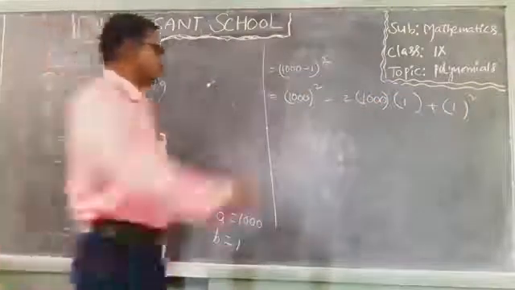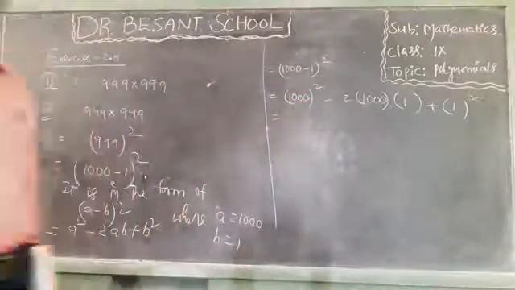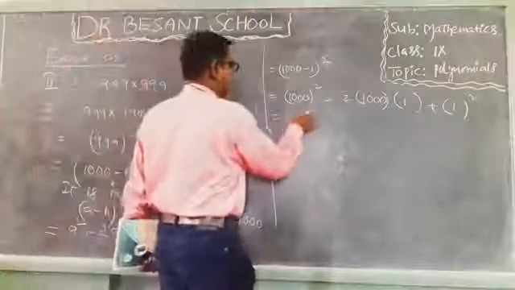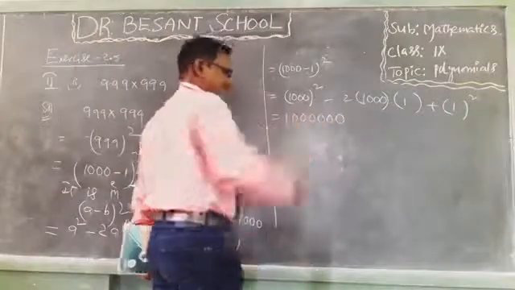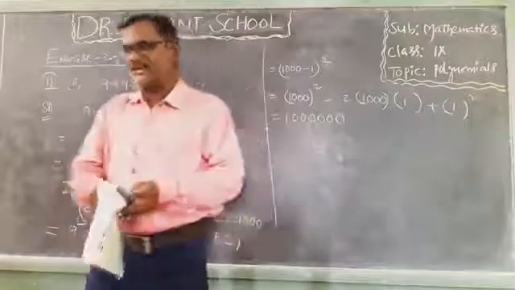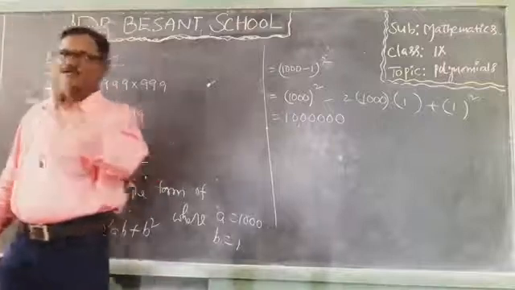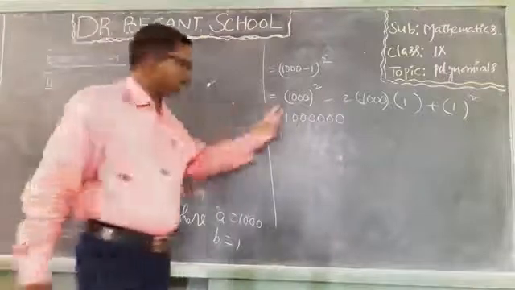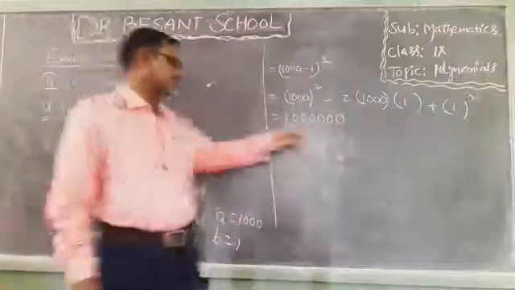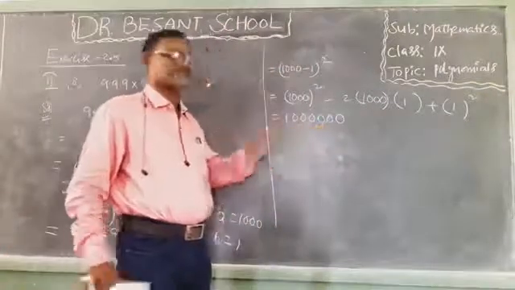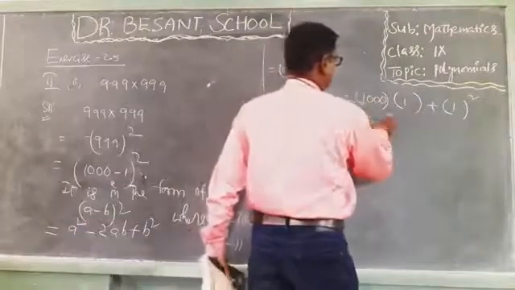Okay, children. In 1000, how many zeros are there? 3 zeros. When you square it, you get 6 zeros: units, tens, hundreds, thousands, ten thousands, lakhs, ten lakhs. When you square 1000, you do not get 3 square, 9 zeros; don't understand it like that. 1000 into 1000, you get 3 plus 3, that is 6 zeros, 10 lakhs. So 1000 whole square is 10 lakhs. Minus 2 into 1000, that is 2000.